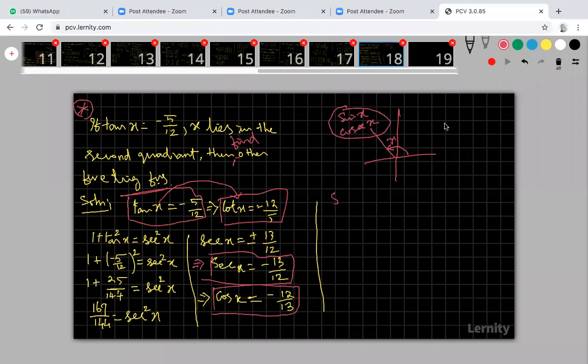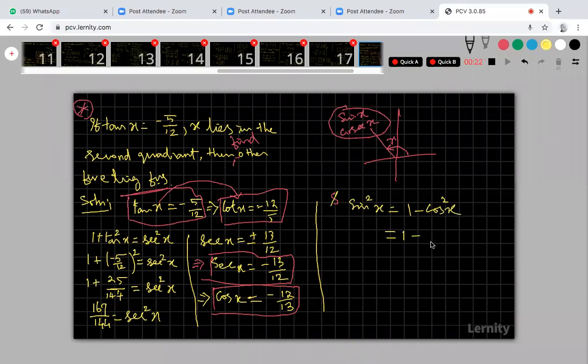How to find sin x? I'm going to find sin square x. What is the formula for sin square x? Sin square plus cos square is equal to 1. We got one formula, I'm going to apply that formula. So I will get sin square is equal to 1 minus cos square. What is your cos? Minus 12 by 13, the whole square.